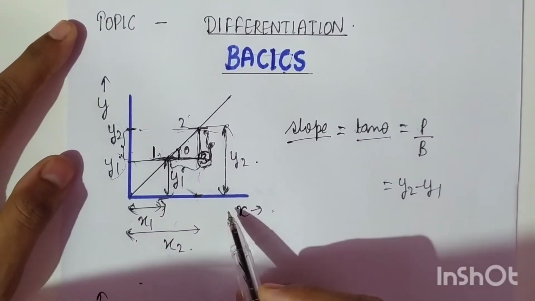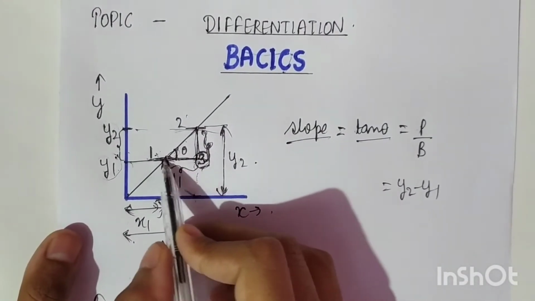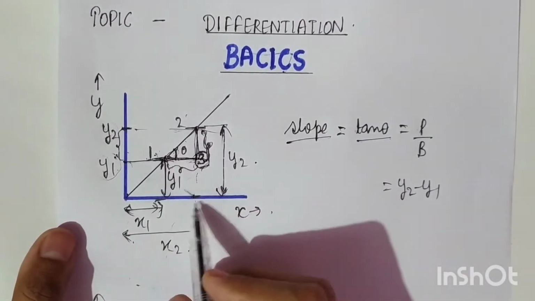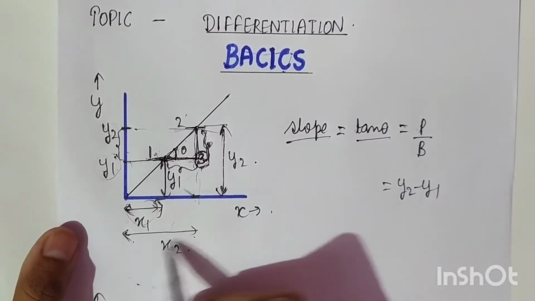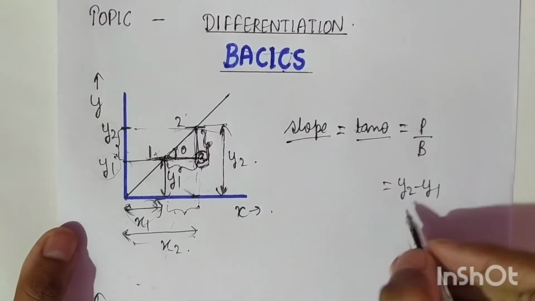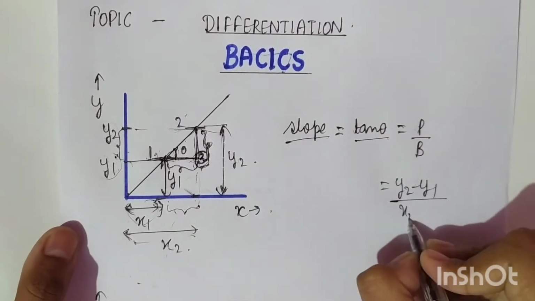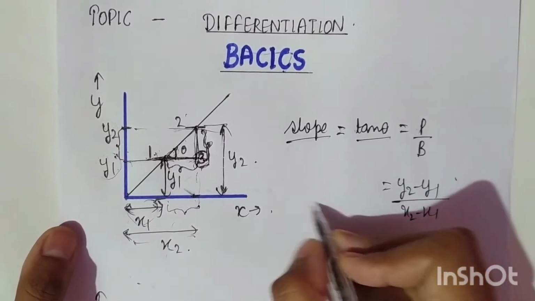Now we want to find the base, the distance between 1 and 3. How can we find it? We simply subtract x1 from x2, and we get this part. This is the base. So we can write here y2 minus y1 divided by x2 minus x1. This is the slope of this line.